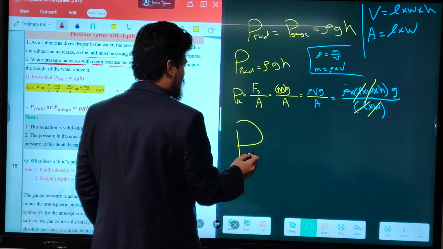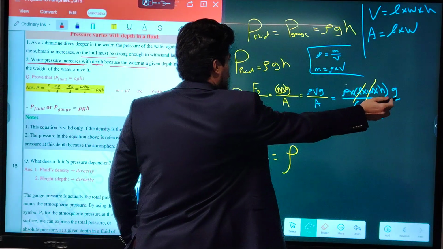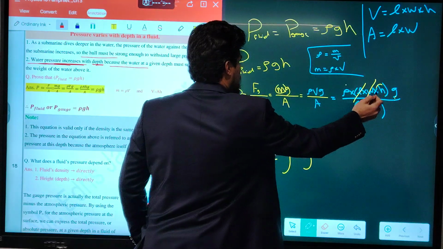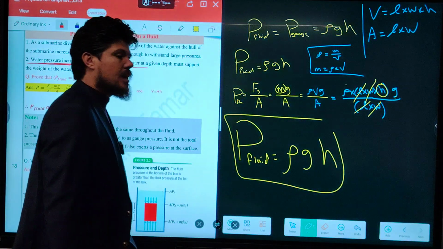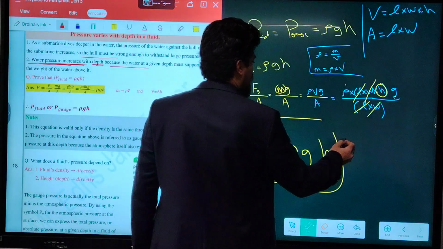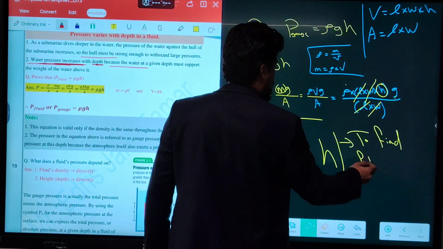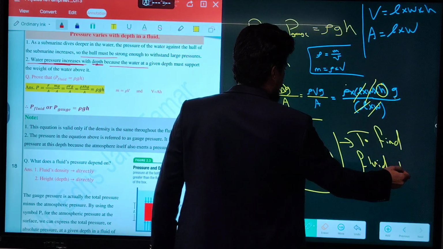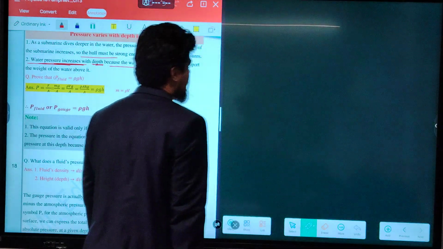So that is why fluid pressure is equal to what? What does remain? Density, gravity, and height. In this equation, of course, you can determine the amount of the fluid's pressure. This equation can be used only to find what? To find fluid pressure only. Fluid pressure.